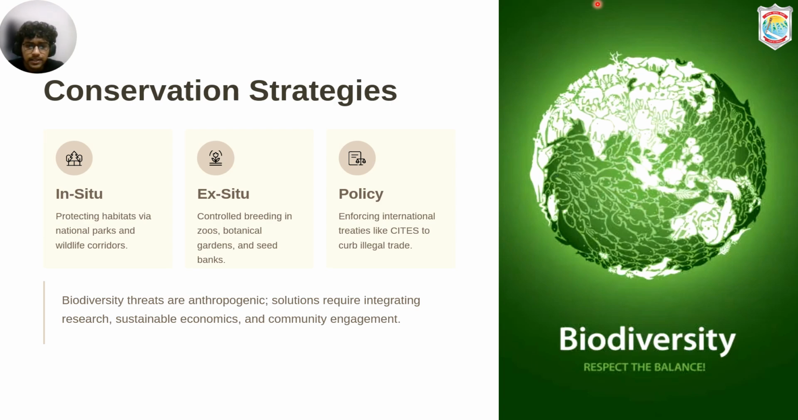We must enforce international treaties like CITES to curb the illegal wildlife trade. Ultimately, threats to biodiversity are anthropogenic. They are caused by us humans. Therefore, our solutions require a deep integration of research, sustainable economics, and community engagement. Together, we can protect the biodiversity on this planet and make this place a better place to live in.